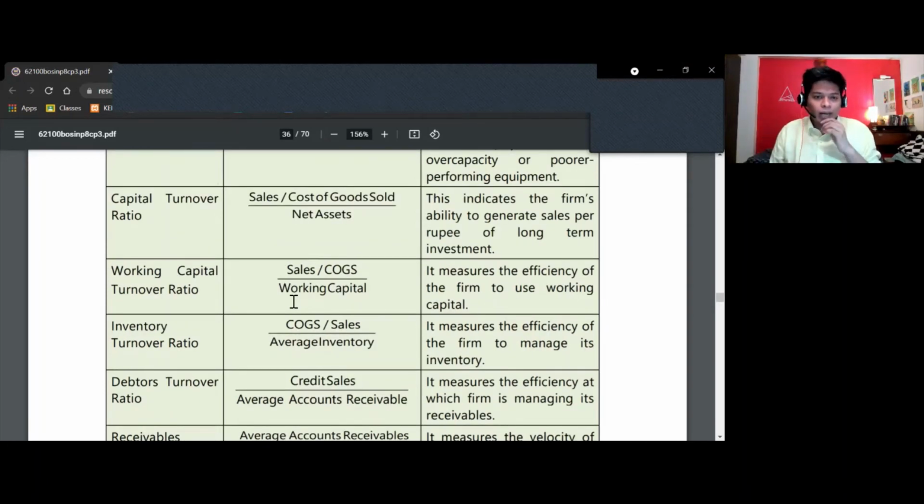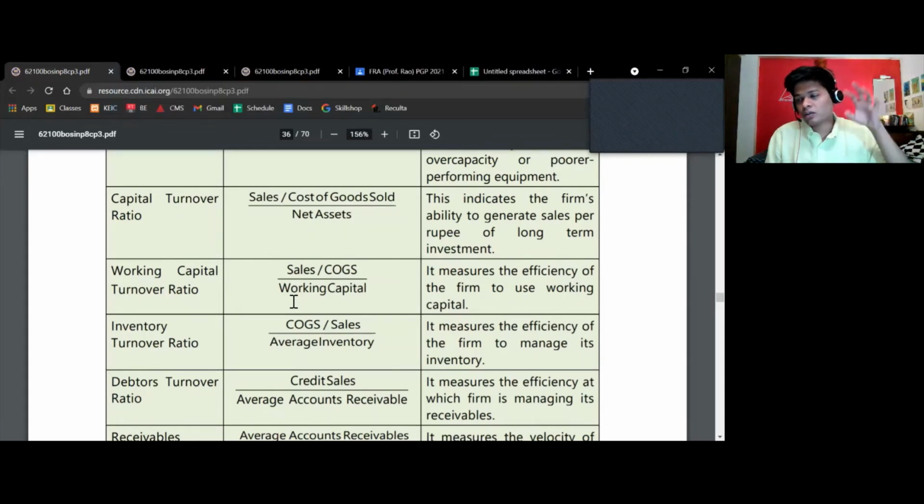So what we are trying to say is, okay, let's say a company has sales turnover that is 10 times of total assets, 15 times of fixed assets, and 30 times of working capital. That means with a very low working capital, it can create a lot of sales. Okay, that's what this indicates.